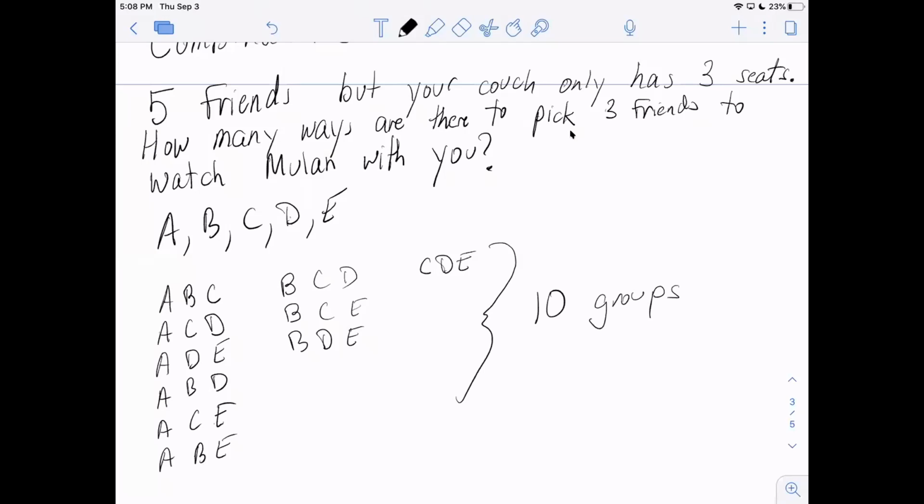If we had to do this question with 10 people, but now we have 2 couches with 6 seats, so we have to pick 6 people out of 10 friends, you guys would agree that would be really annoying to write out the list for. Okay. So the question is, can we apply what we just learned in a very clever way to actually get this number 10 by doing a calculation?